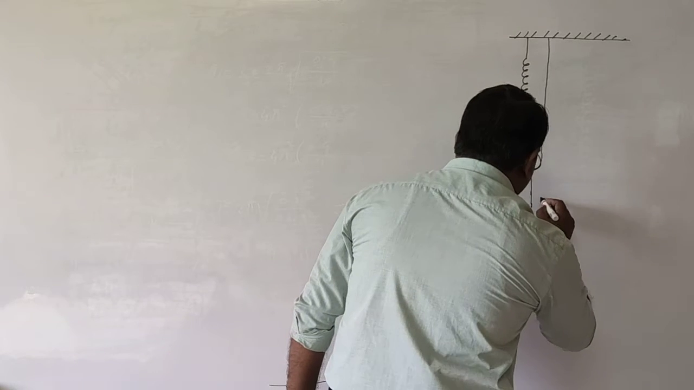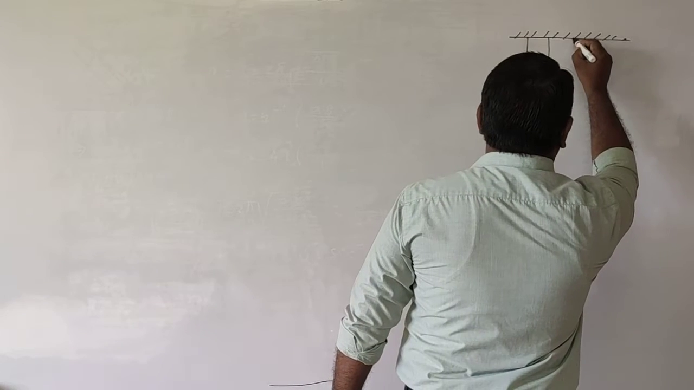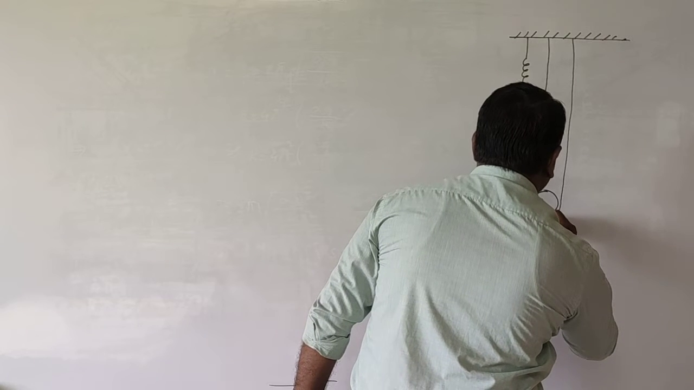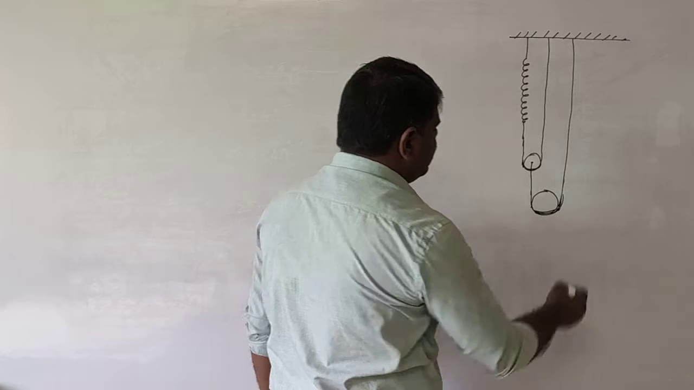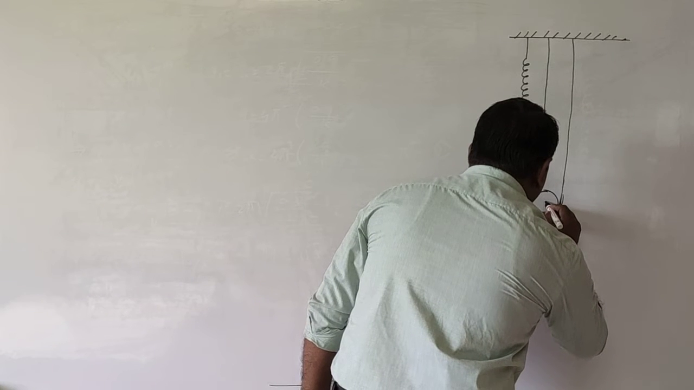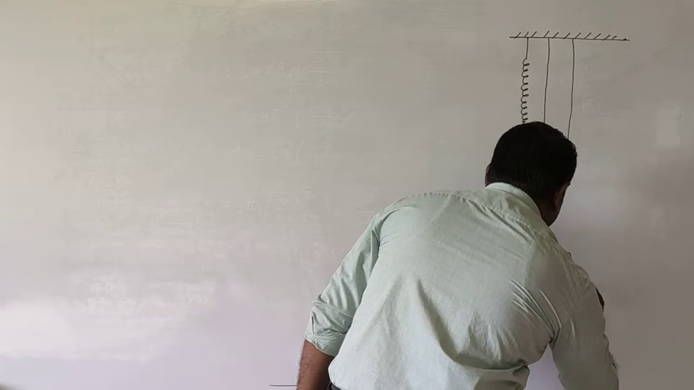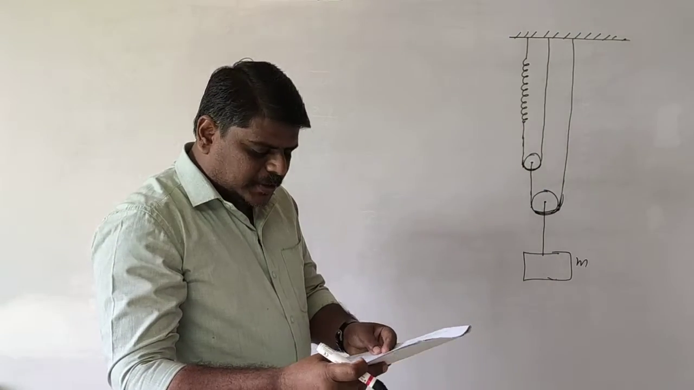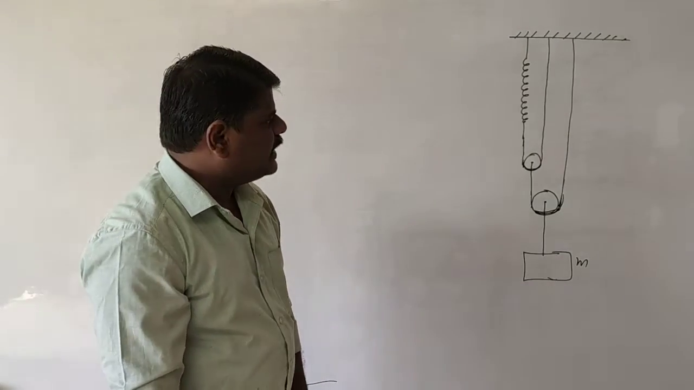and here one more pulley is going to be given. Okay, one more pulley is given here, and this one is going to be connected directly to a mass m. The system is given like this. Okay, this is a mass m. Totally, the two pulleys are there, and two strings are arranged in this direction.